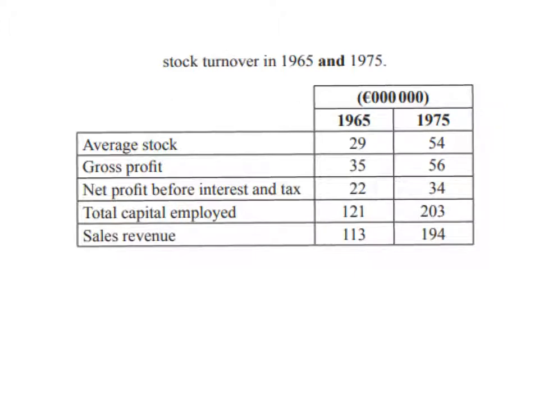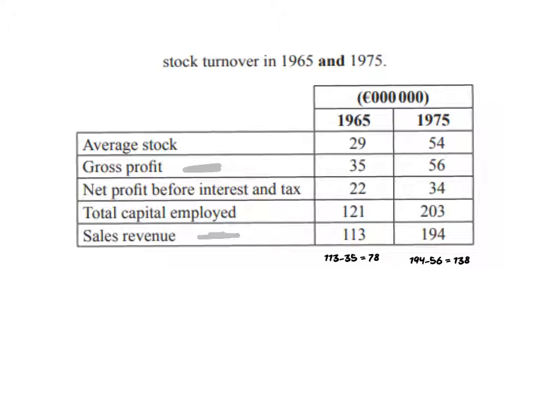Now, in order to do this, what you need to look at is the gross profit and your sales revenue, because we know that to calculate your gross profit, you do your sales revenue minus your cost of goods sold. So therefore, we just need to reverse that formula. So now we've got our cost of goods sold. We've done 113 minus 35, which has given us 78 million. And then 194 minus 56, which gives us 138 million. And if you want to make sure of that, just go back to the normal formula of 113 minus 78, which will give you a gross profit of 35, and 194 minus 138, which will give you a gross profit of 56.